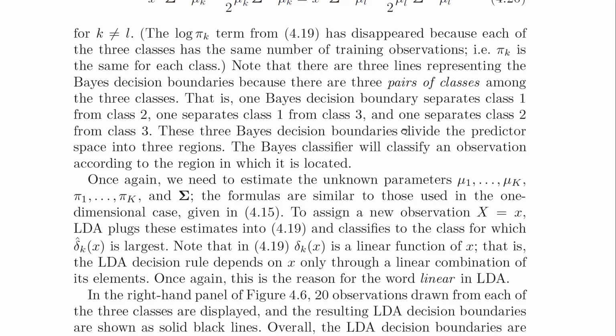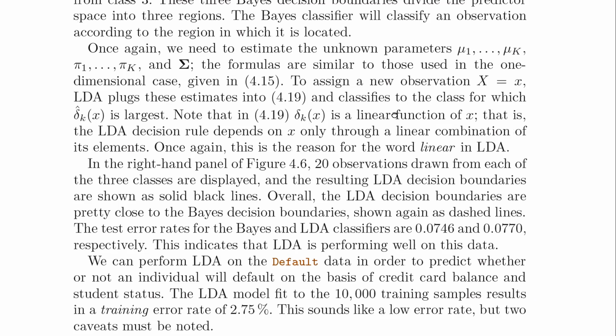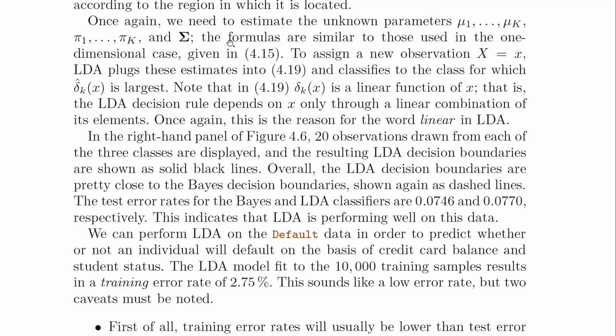So just like we have those formulae, when p is greater than 1, the formulas are similar. I don't think the book quotes them. We'll just calculate them in R. The formulas are similar to those used in the one-dimensional case given in equation 4.15. To assign a new observation X equals x, LDA plugs these estimates into 4.19 and classifies to the class for which delta hat k of x is largest.